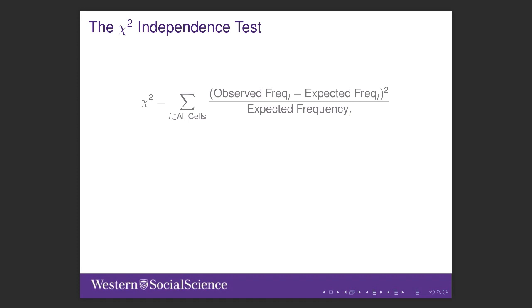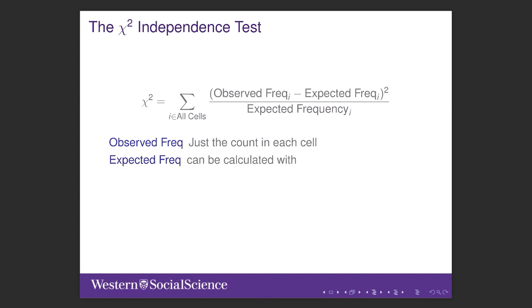The chi-square test for independence allows us to make inferences about whether the contingency table we're looking at is likely identifying real differences in the population or just picking up random noise. We calculate the chi-squared statistic for each cell, which is simply the squared difference between the observed and expected frequencies divided by the expected frequency. The observed frequency is just the count in each cell.